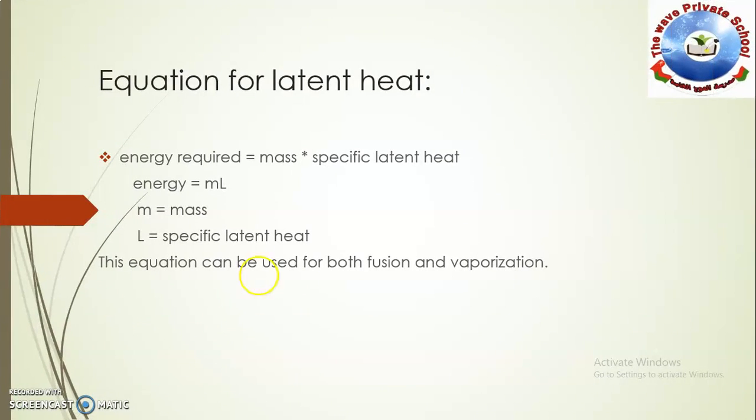So now let's move on and see what the equation for latent heat is. Energy required is equal to mass multiplied by specific latent heat. Energy is equal to M into L, where M is mass and L is specific latent heat. This equation can be used for both fusion and vaporization, where L is called specific latent heat of fusion and specific latent heat of vaporization. By using this equation, you can solve numericals or questions where if mass is given and specific latent heat is given, then you can get the energy.